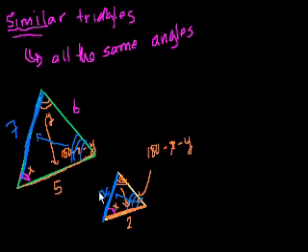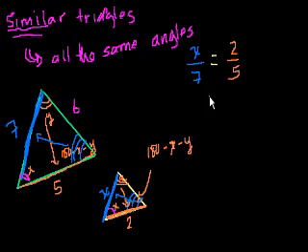We could say that the ratio of this side to this side, so x to 7, is going to be equal to the ratio of this side to this side, is equal to the ratio of 2 to 5. And then we can solve it. And the only reason why we can do this, you can't do this with just random triangles, you can only do this with similar triangles.